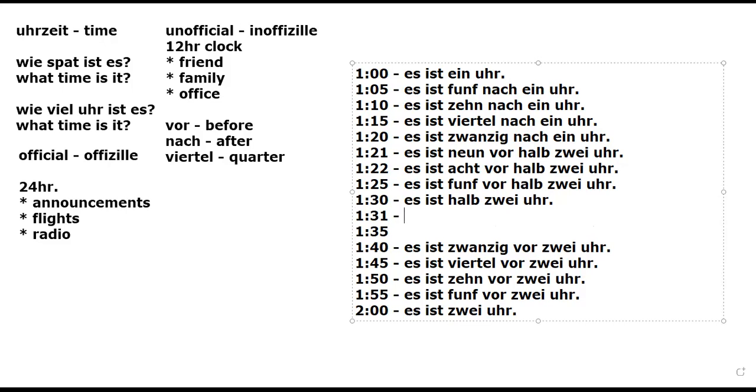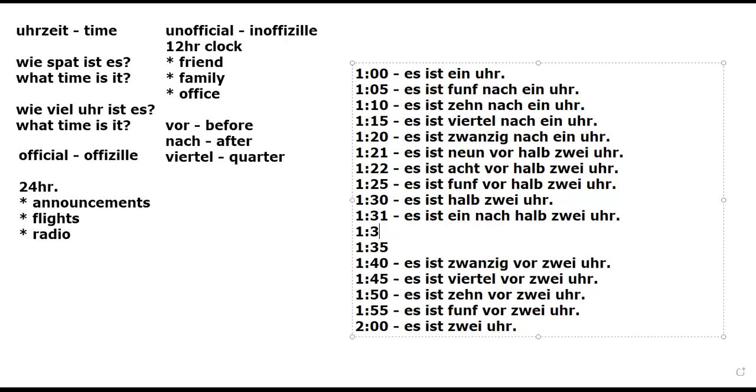ठीक है, 1 minute हो गए हैं, 1:30 बज गए. So how we say? Es ist ein nach halb 2 Uhr. Getting? So now you have to tell me what is 1:32. Es ist 2 nach halb 2 Uhr. Sehr gut. Now 1:35. Es ist 5 nach halb 2 Uhr. That's great.